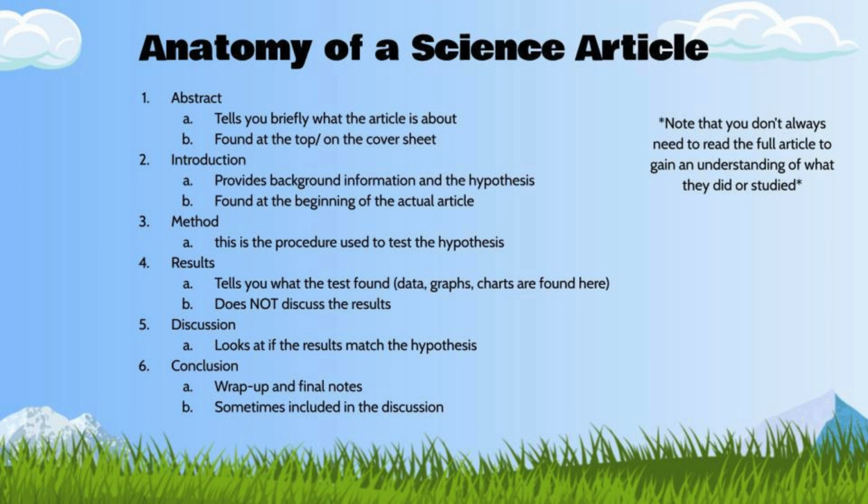So remember when we're looking at a science article, whether it's for research or just to better understand a topic, it's typically broken down into these 6 sections. You're going to have an abstract, and this is going to tell you what the article is about, and you're going to find this right at the top of the article or on the cover sheet if it has one.